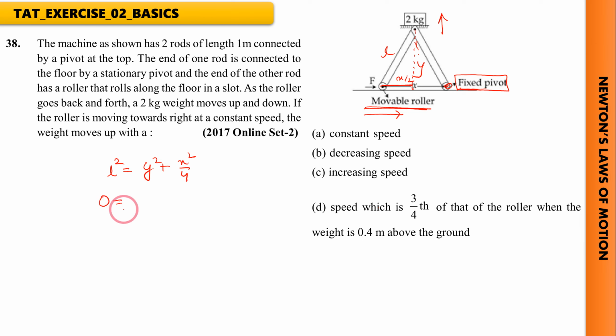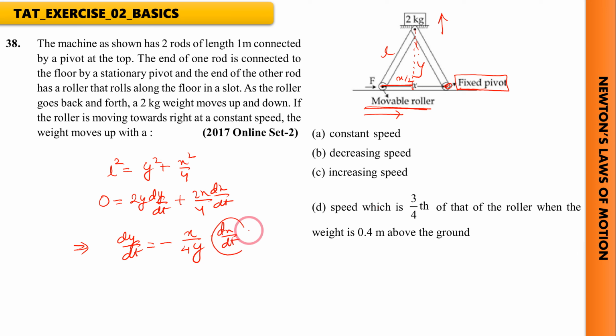So L square differentiation is 0, 2y into dy by dt, plus 2x into dx upon dt upon 4. After doing a little rearrangement, dy by dt equals to minus x upon 4y into dx upon dt. Now according to question, this dx upon dt is given constant, and we will talk about the magnitude because this minus sign is indicating when x is decreasing, y will increase.